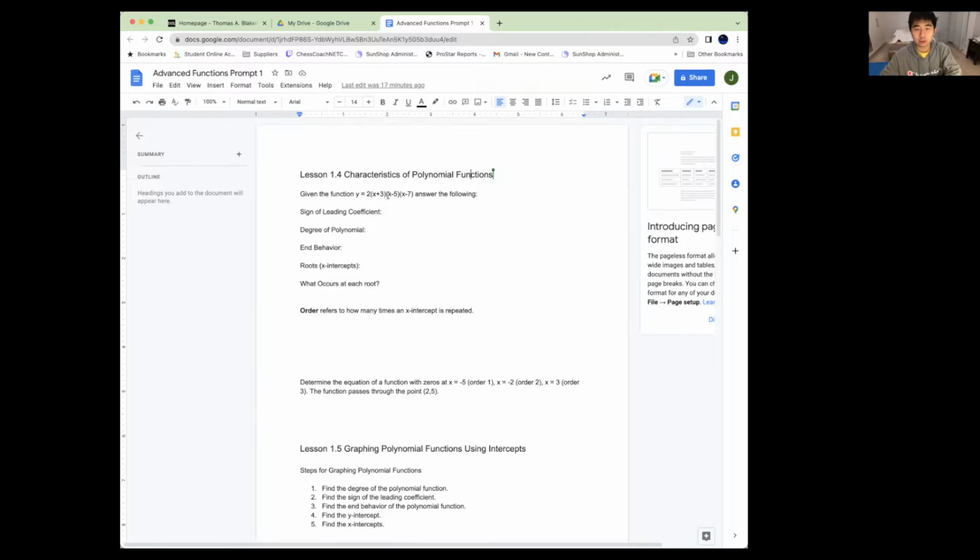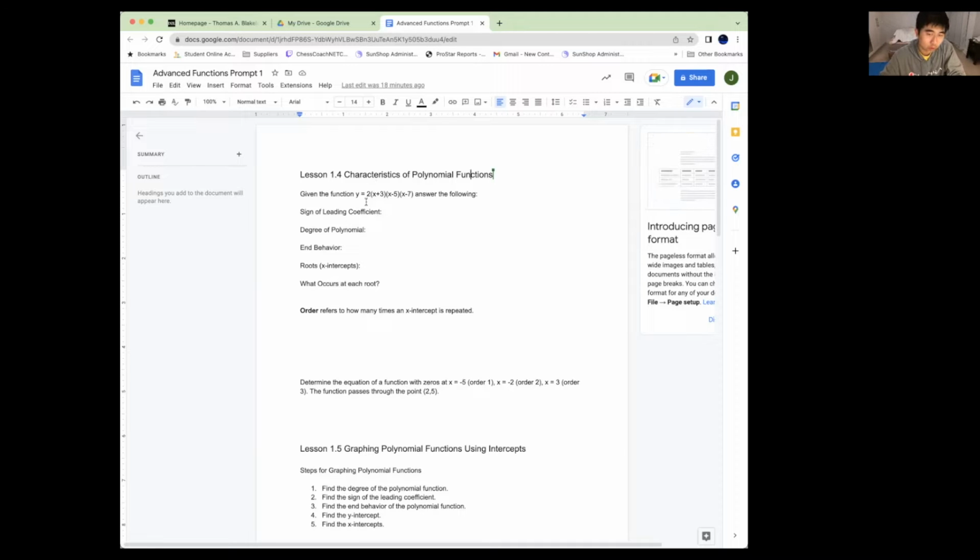Anyways, let's get started with lesson 1.4, characteristics of polynomial functions. When it's asking for characteristics of a polynomial function, you have to state the sign of the leading coefficient, the degree of the polynomial, the end behavior, the x-intercepts, which are also known as roots, and then you learn something called order here. I'll explain what that means after we go over the first few characteristics. The way I'm going to do this is to show you pure examples. That's the way you're going to learn this in class as well.